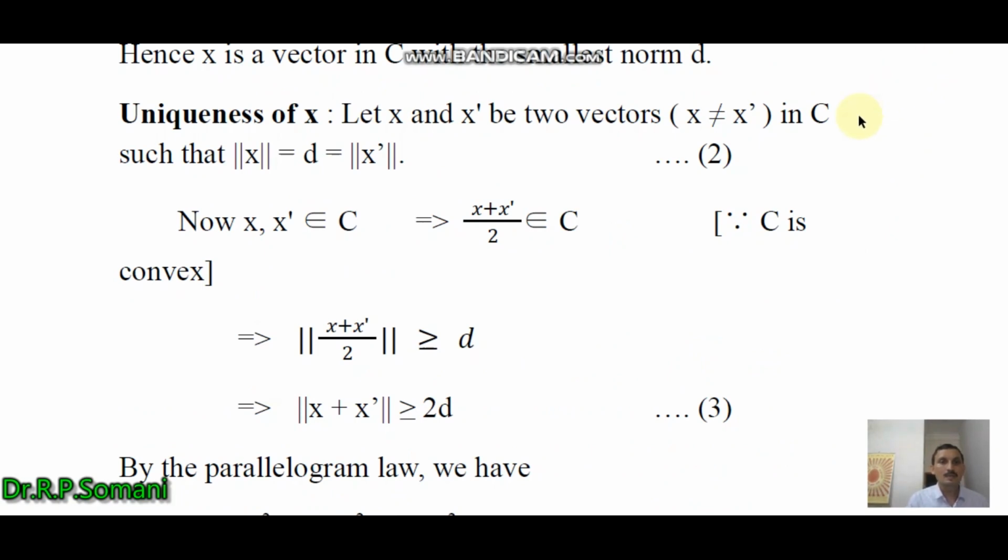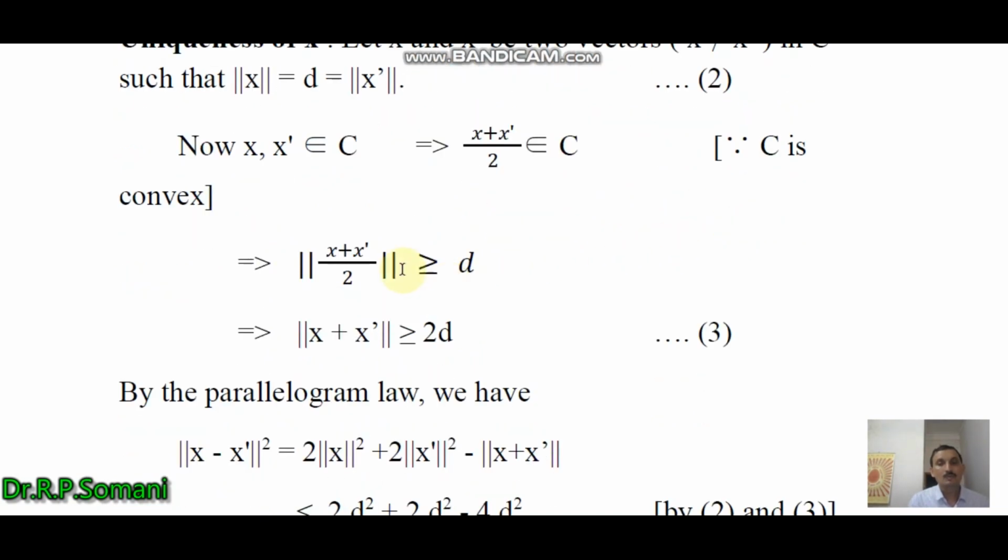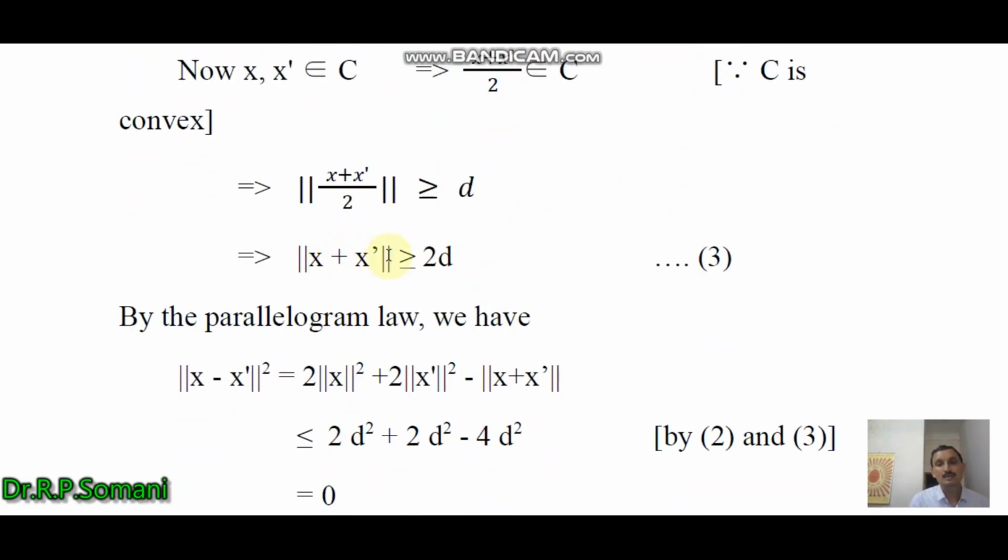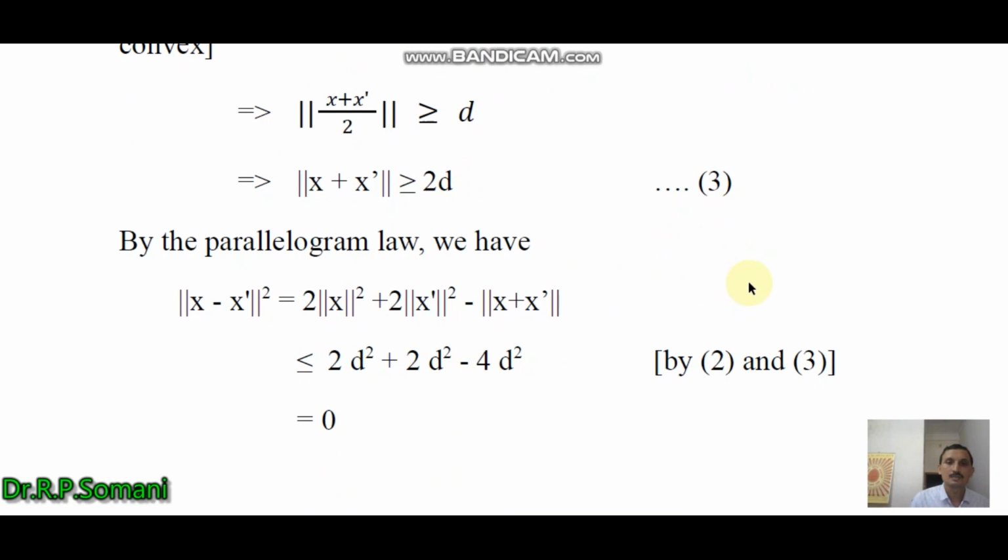Now we prove the uniqueness of x. For this, let x and x dash be two such vectors in C such that norm of x equals D and norm of x dash equals D. Then x dash belongs to C, therefore x plus x dash by 2 also belongs to C because C is a convex set. This implies that norm of x plus x dash by 2 is greater than or equal to D, that is norm x plus x dash is greater than or equal to 2D. This we denote as equation number 3.